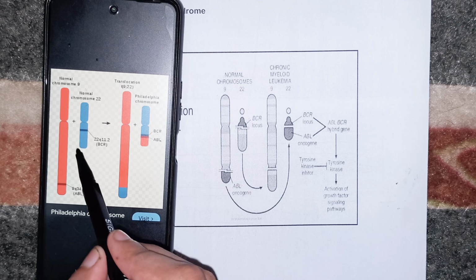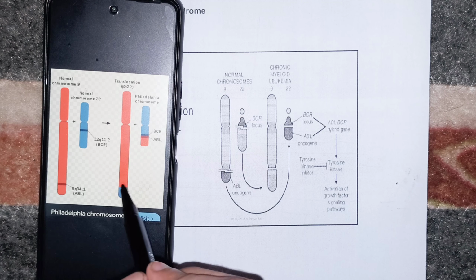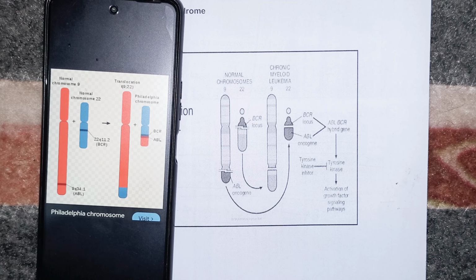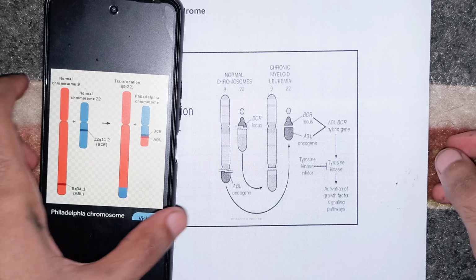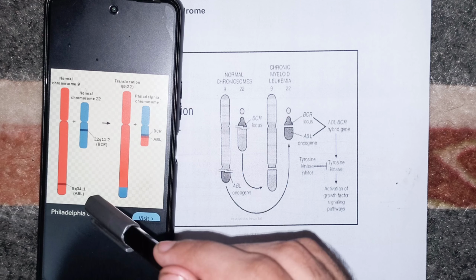You can see the segment which was removed from here got fitted here, and the segment which was removed with the BCR with the ABL gene got fitted here just below the BCR gene. This BCR-ABL gene fusion occurs then, and this is called Philadelphia chromosome. Okay, this is the reciprocal translocation because both the chromosomes are sharing the segment.